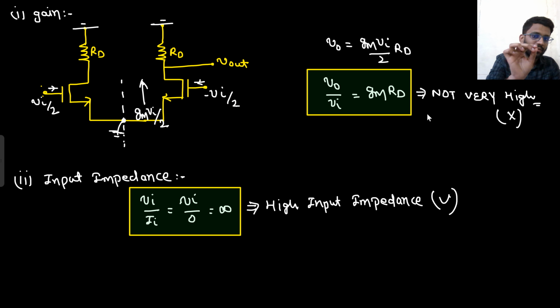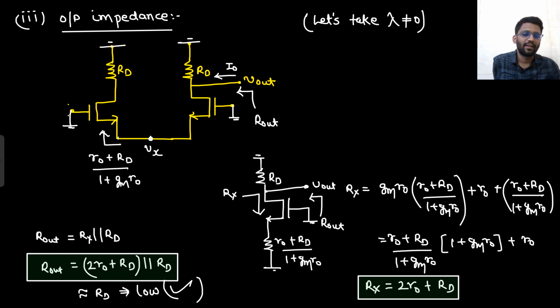But you wanted more gain, which is not high here. The gain is GM by 2 RD. I am really sorry, the gain is GM RD by 2. But you wanted higher gain. So that is the issue here. I wanted a higher gain. So for that, I use a different kind of circuit.